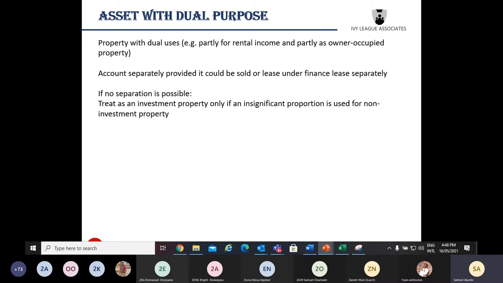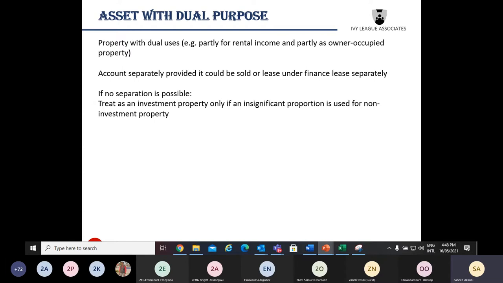However, whenever separation is not possible, what do I need to do? As the owner of the building, I need to use judgment. In using judgment, I need to consider a fact. And what is that fact? The entire property becomes an investment property if the portion that is being held for non-investment purposes is considered to be insignificant.